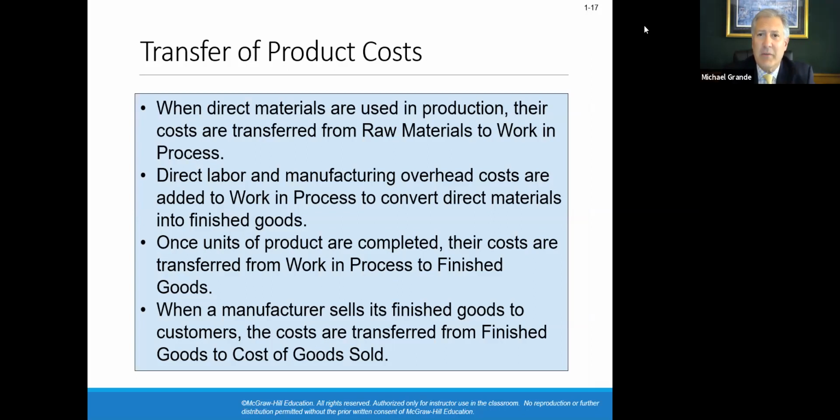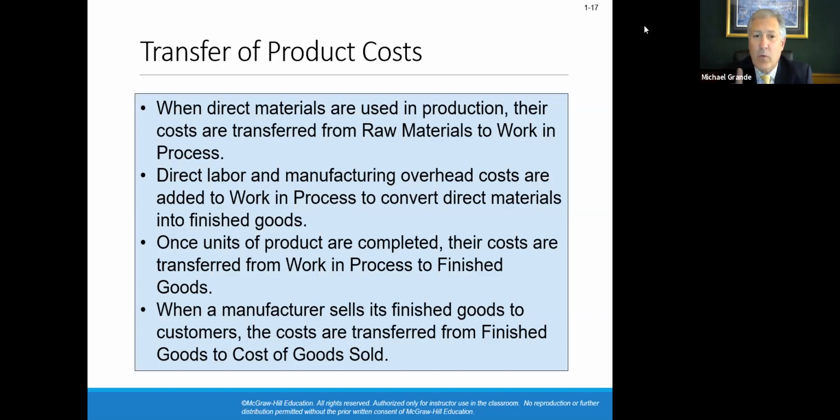Transfer of product costs. When direct materials are used in production, their costs are transferred from raw materials to work in process. An employee goes over to the raw materials inventory to acquire some wood and some hardware, some nails, some glue, and brings them over to his or her workstation to begin. It moves from raw materials to work in process. Direct labor and manufacturing overhead costs are added to work in process to convert direct materials into finished goods. Once units of product are completed, their costs are transferred from work in process to finished goods.